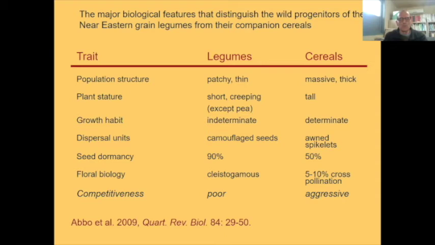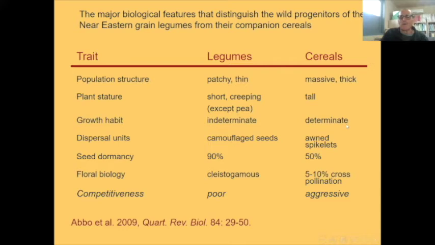Now, a useful approach to look at this argument or debate, between what is more important, or did cereal domestication occur parallel to legume domestication, and did they follow the same evolutionary trajectory, is to investigate some of those adaptation traits and compare the situation in grain legumes and cereals, again, following Gidon Ladyzhinsky's argument. If we look at the population structure in legumes, it is patchy and thin, very few plants in every place. If you look at the cereals, they have massive and thick populations. If you look at plant stature, legumes are short, creeping plants and not very productive. Cereals are tall and highly productive. In terms of growth habit, legumes have indeterminate growth habit. Cereals have a determinate growth habit.